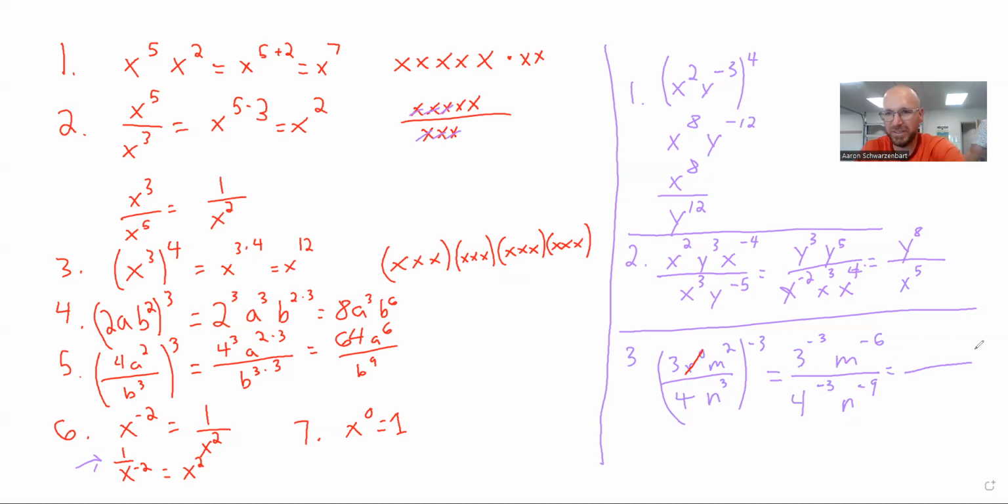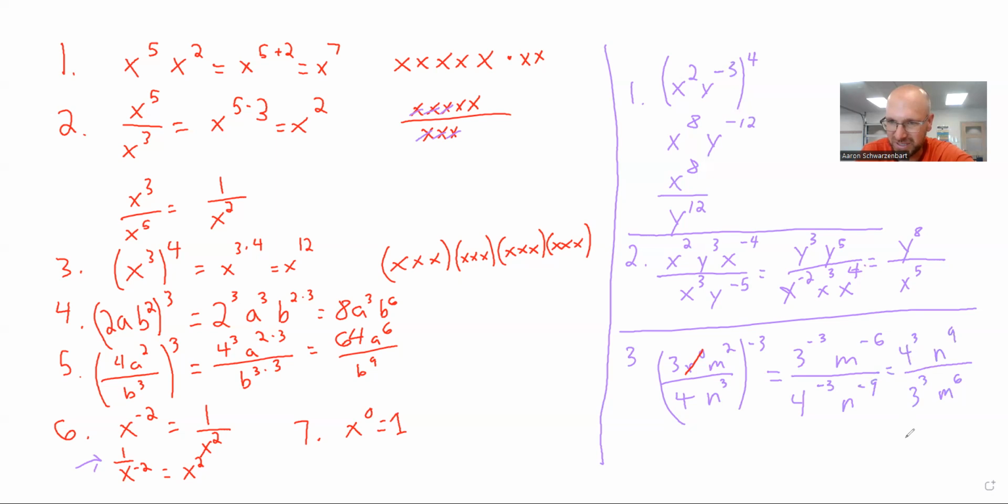I'm going to flip everything over the fraction bar because all of these are negative. 3 to the -3rd becomes 3 to the +3rd on the bottom. 4 to the -3rd becomes 4 to the 3rd on top. M to the -6th becomes M to the +6 on bottom. N to the -9 becomes N to the 9 on top.